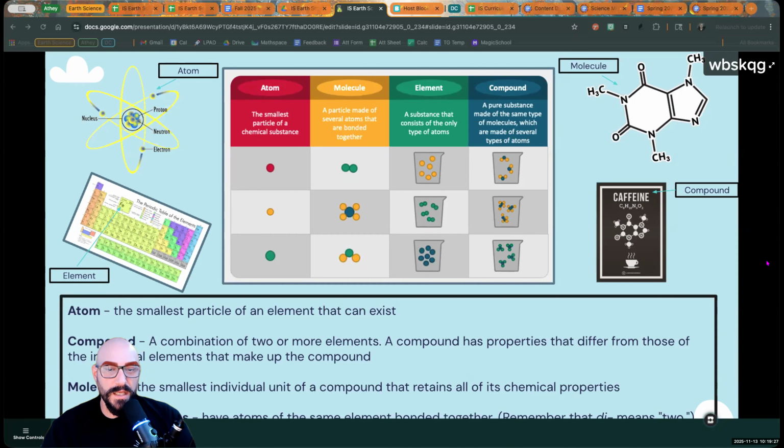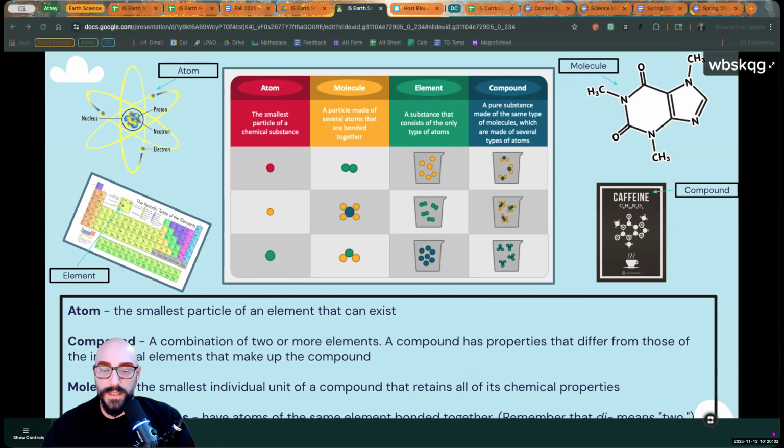It's hard to see here on the screen, but we have things called diatomic molecules. Diatomic molecules are special. They're very special. There's only a few of them out there. Remember, di means two, right? Di is a prefix for two. So diatomic molecules are molecules with two atoms of the same kind, and that's how they occur in nature.